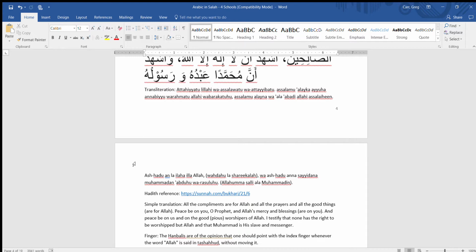Common opinion among the Hanbalis is that one should point with the index finger whenever the word Allah is said in the Tashahhud, without moving it. You'll often see different variations of the finger even with people in different madhahib, but these are just general statements to get an idea. Okay, this concludes my lecture.